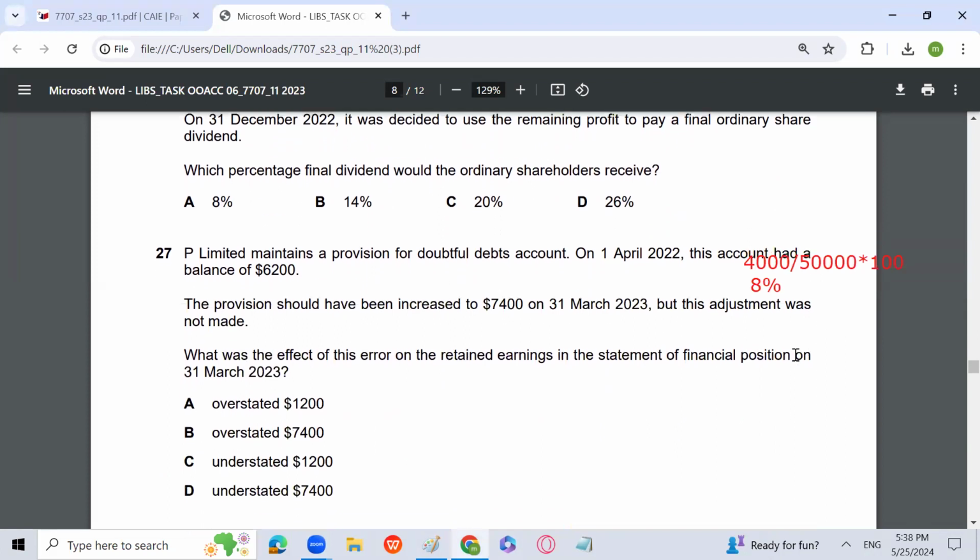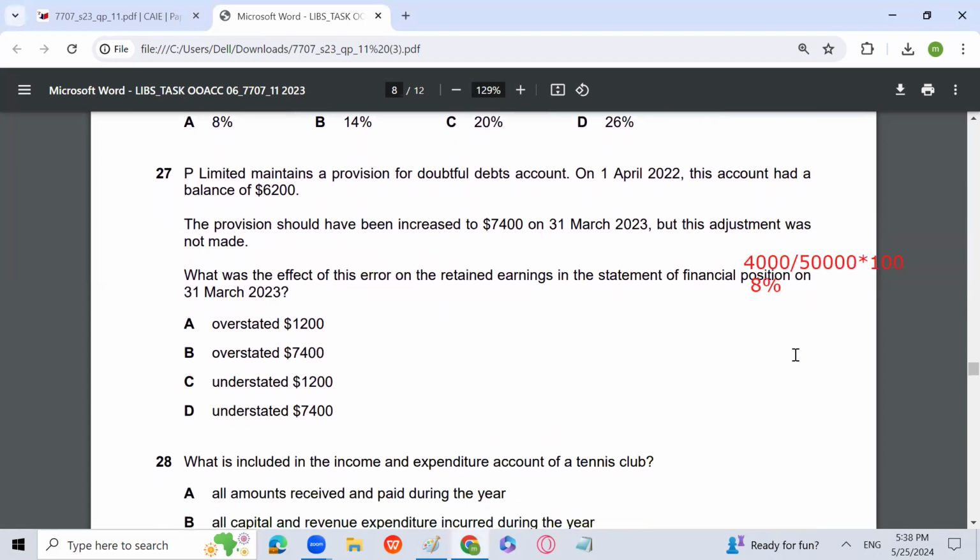P Limited maintains a provision for doubtful debt. On 1st April, this account had a balance of 6,200.